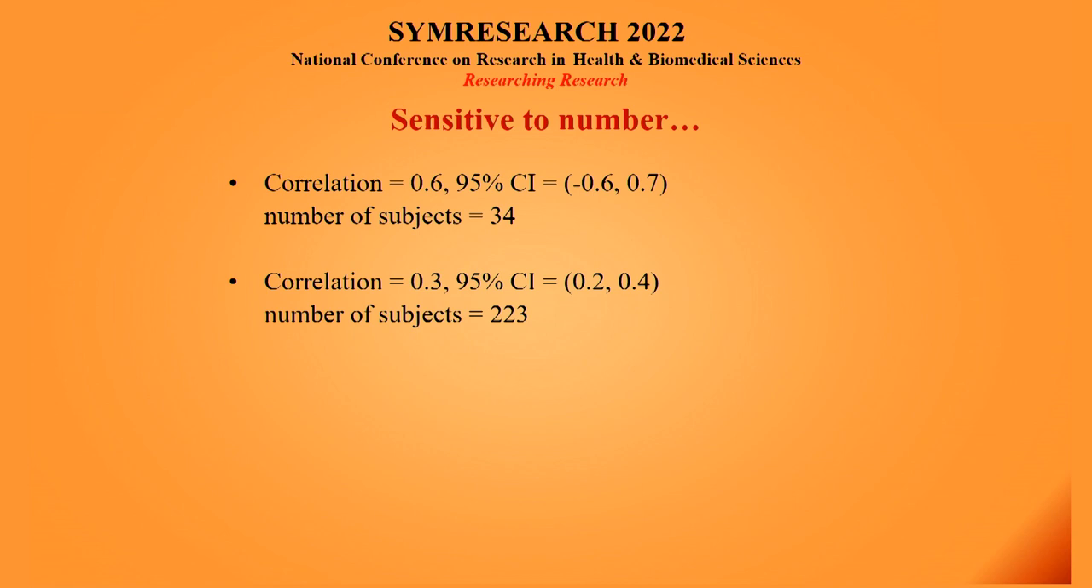See here, a correlation coefficient of 0.6 coming from a small number of observations. 0.6 is a relatively good correlation compared to 0.3 below. But since it is coming from a small number of observations, you see it is not significant. Why not significant? Because in the interval you see the null value, zero, present. But here you see a smaller correlation coefficient with a large number, and you can't say that this correlation is more important because it is statistically significant or because the confidence interval does not include the null value. Inferential methods are sensitive to numbers. Correlation is not an exception; correlation is also sensitive to numbers.